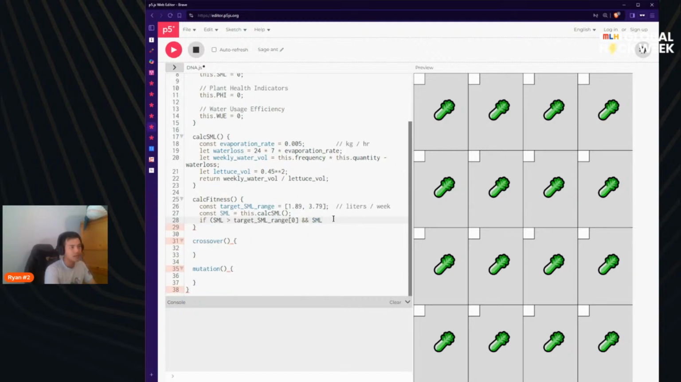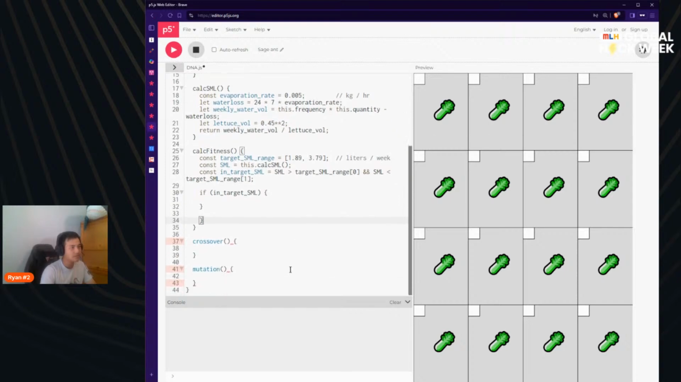Okay. SML is less than target SML range 1. Let's actually extract that into its own Boolean flag. So the thing that we're trying to measure here is whether or not it's in target SML. We're just gonna yoink. Okay, so then our Boolean flag should be a lot easier, right? Because it's just if in target SML.